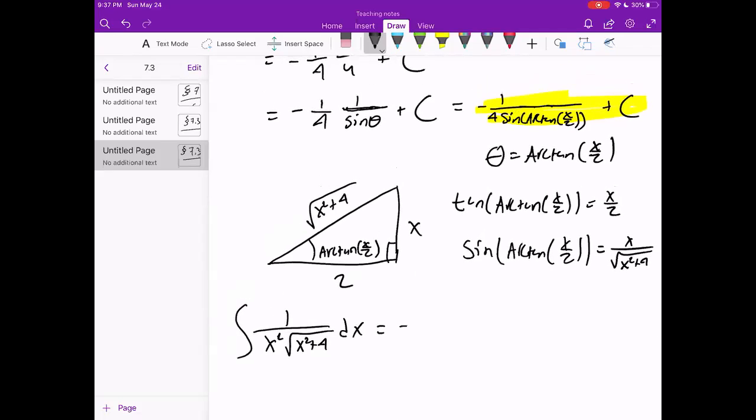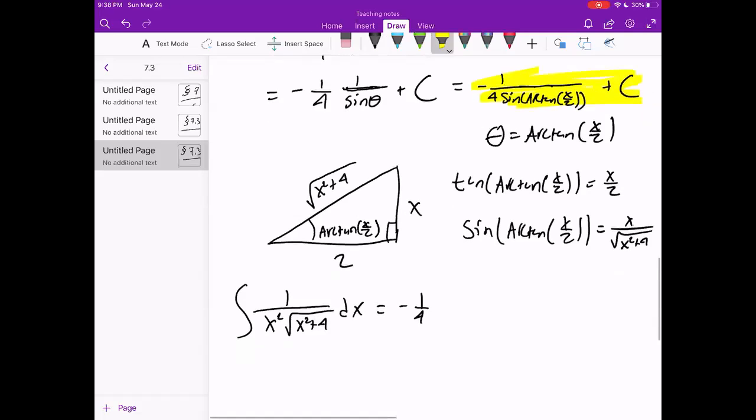I'm going to get negative 1/4. I'm plugging it in again in this big highlighted spot that I can't really highlight anymore. I guess I can erase it and highlight it. So I'm just using this. So I get minus 1/4 sine of the arctan, which I use the triangle to find. This is 1 over x over the square root of x squared plus 4, plus a constant.